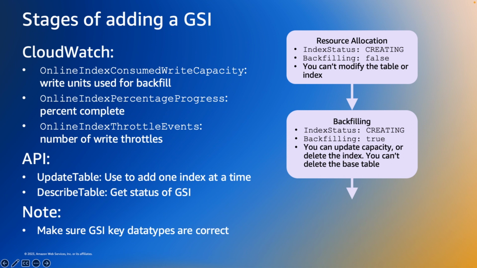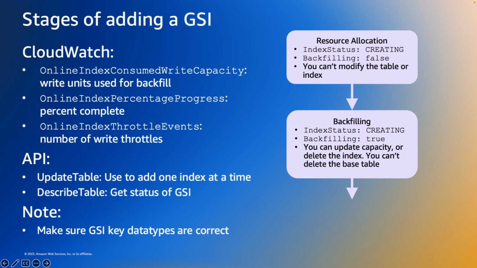So index status is still creating, and backfilling is set to true when you call describe table. At this point, you can update capacity or delete the index, but you can't delete the base table. There are some CloudWatch metrics that you can monitor to see how far the backfill process is going. Backfill is where we read the table and we look for items that match the primary keys of the global secondary index and copy those into the GSI.